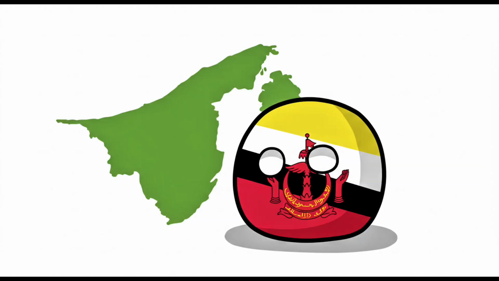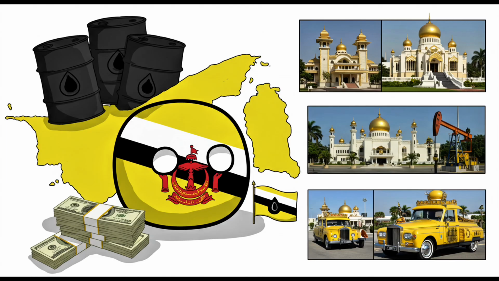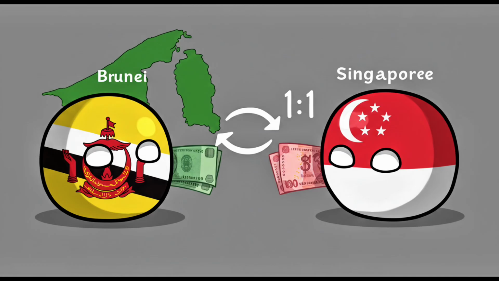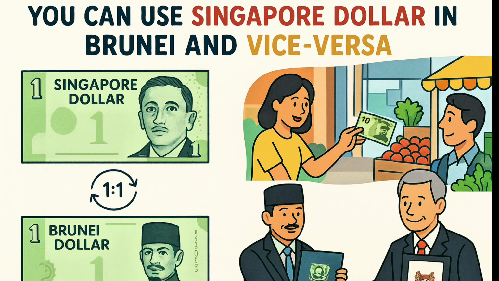Did you know that Brunei, a small oil-rich sultanate in Southeast Asia, keeps its currency pegged to the Singapore dollar at a 1:1 ratio? In other words, both currencies have the same value. In Brunei, you can use the Singapore dollar as if it were your own currency, and the best part is that it works both ways.